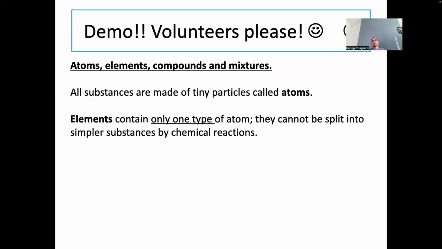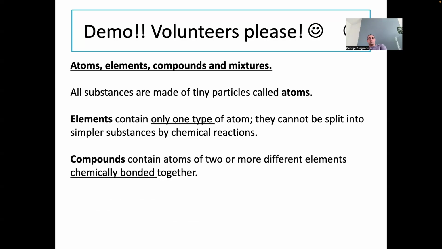Now, elements contain only one type of atom. So just one type. For example, neon. Oxygen is O2. It's still one type of atom. Even though there's two atoms, it's still an element. So be careful when you define it. You have to say one type of atom. Don't say one atom. It doesn't have to be one atom. So we normally say that elements cannot be split into simpler substances using a chemical reaction. In physics, they might be able to split them, but not in chemistry.